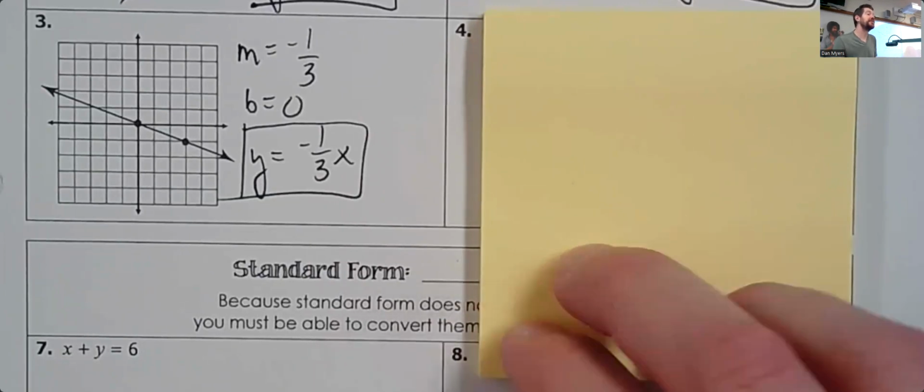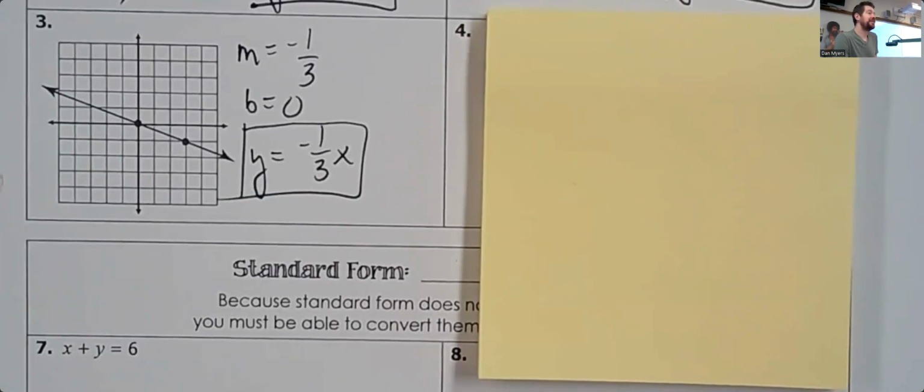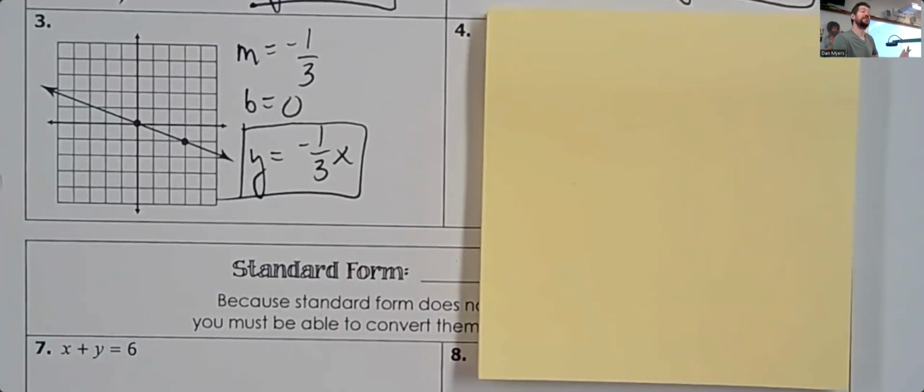If you wrote y equals -1/3 x plus 0, that's fine too. But if you have the number 0, you don't technically have to write the number 0 because it's 0. So -1/3 x is fine. -1/3 x plus 0 is also fine. It just takes less time to write -1/3 x. So that's why I wrote that. Questions on number 3? Cool. How about number 4?